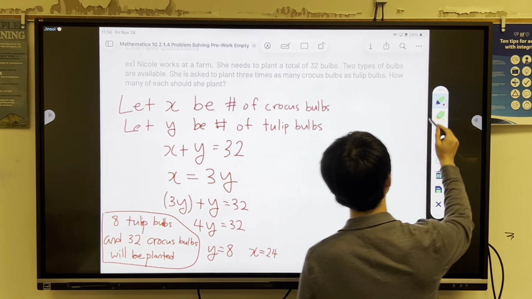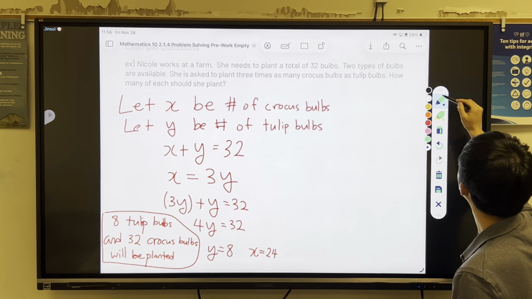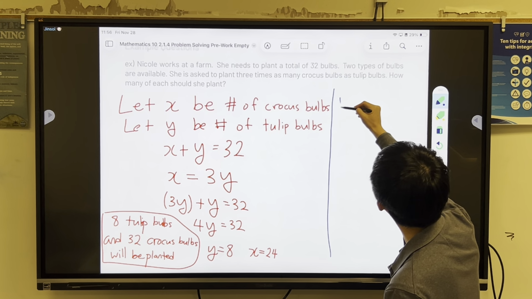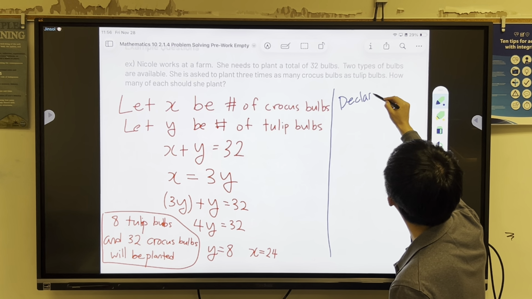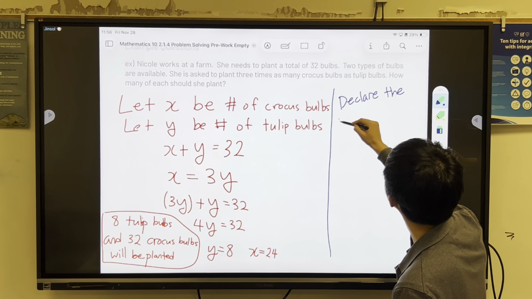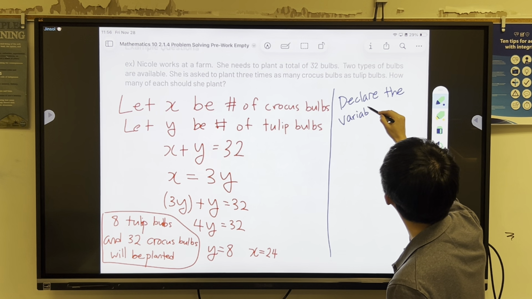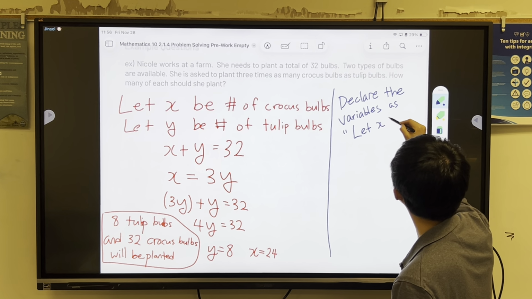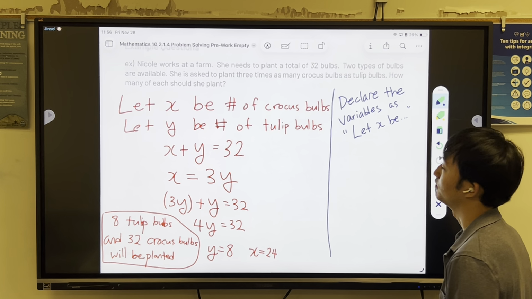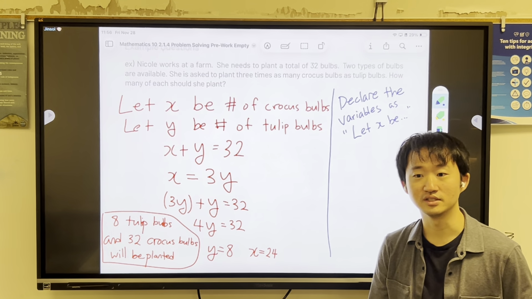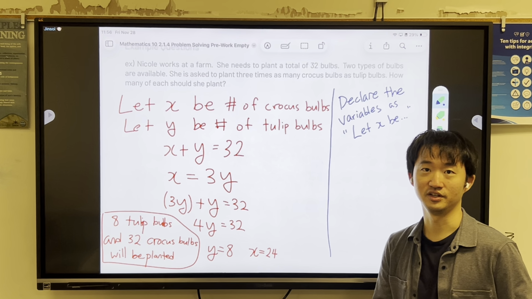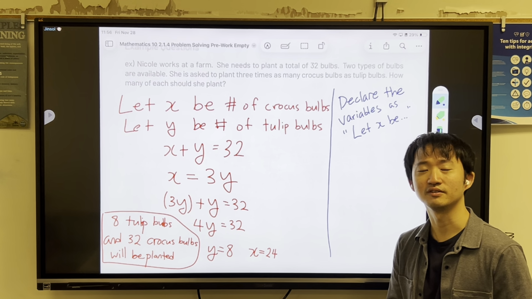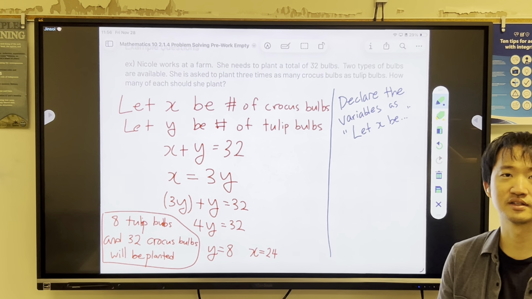Now let's annotate my solution. The first step is to declare the variables as "let x be" statements. And this is especially important for systems of linear equations because we're not dealing with one variable, but with two variables. If you don't declare them properly, you will mix the numbers up.